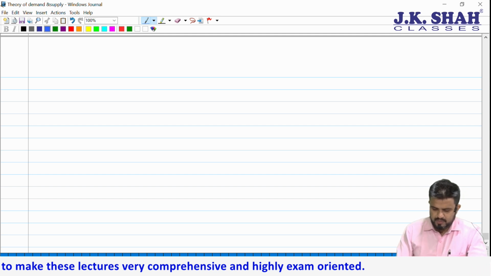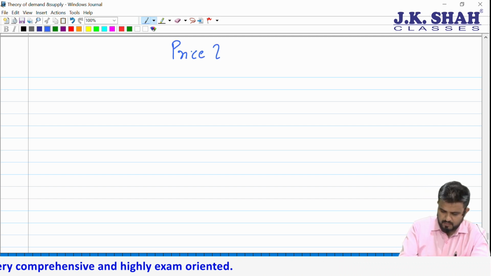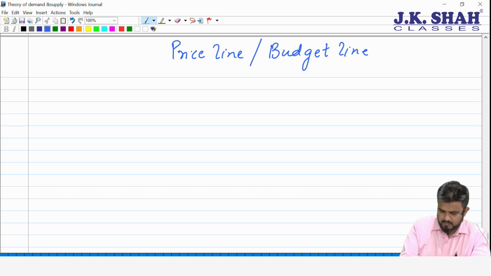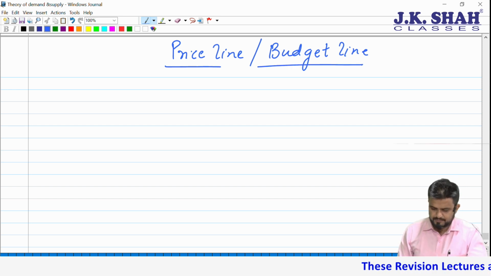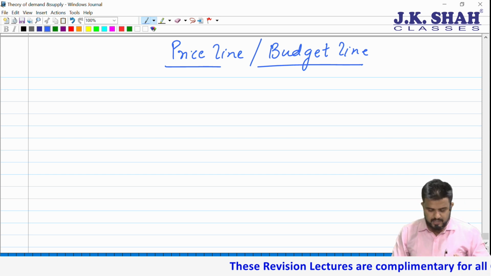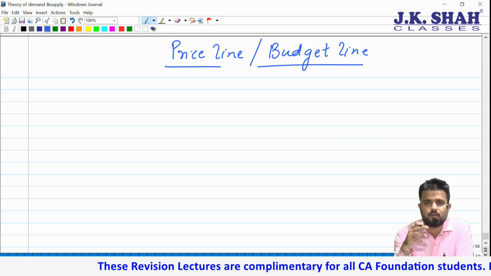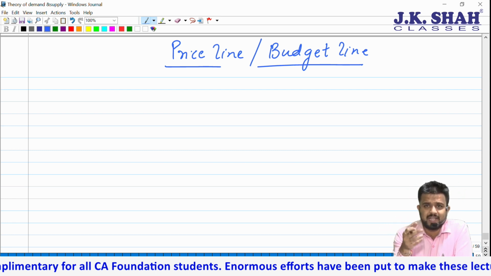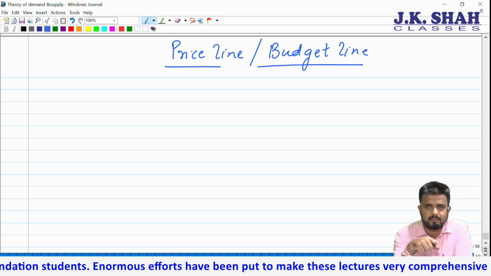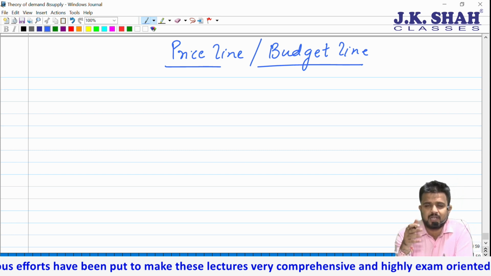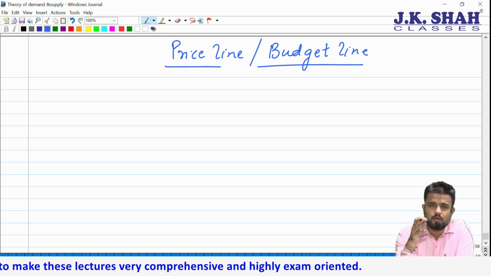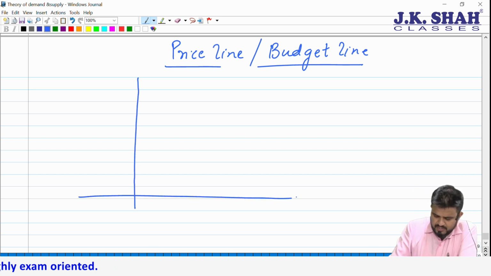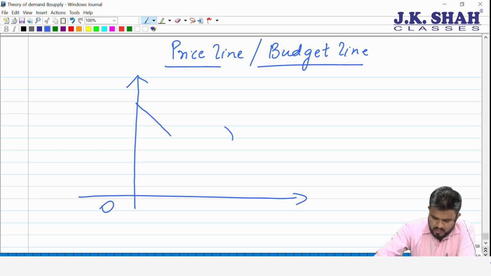Now moving to the next concept, that is price line or budget line. Now what is this budget line? What is this price line? Now students, till now we are talking about satisfaction. We are talking about satisfaction, that higher satisfaction, same satisfaction. But you will derive satisfaction only when you buy that commodity. So in order to buy that commodity, you should have money. That is nothing but your budget. So your budget should be equal to the price of the commodity. Now the budget line will be represented as a downward sloping line.